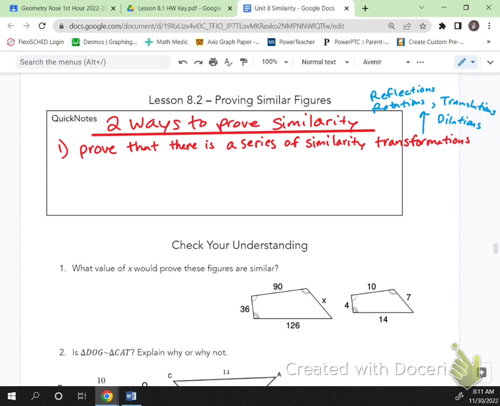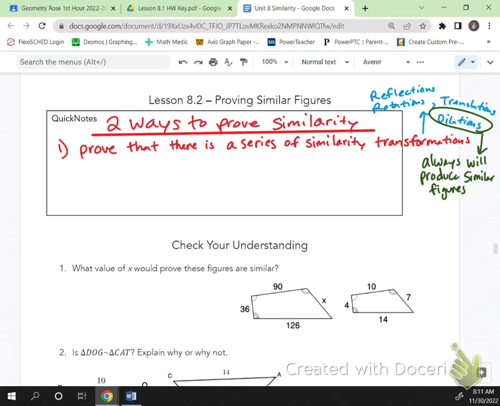We should make a special note about dilations. When you dilate something, it's always going to produce similar figures or shapes. Cool. You ready for method 2?